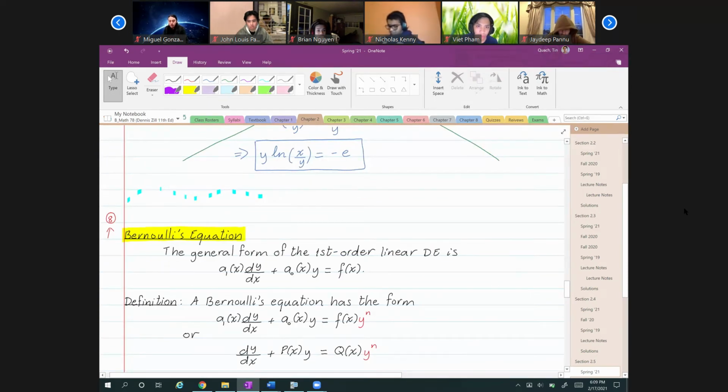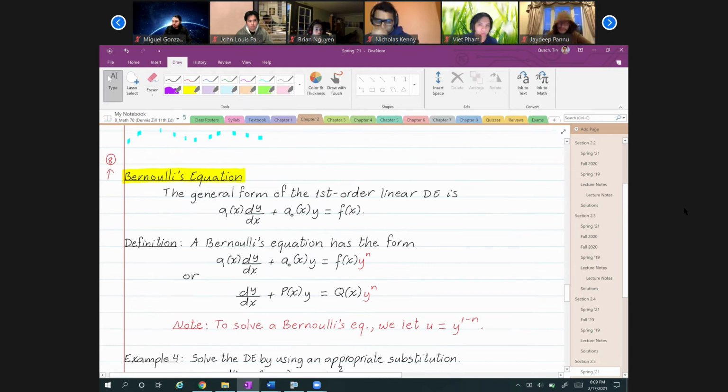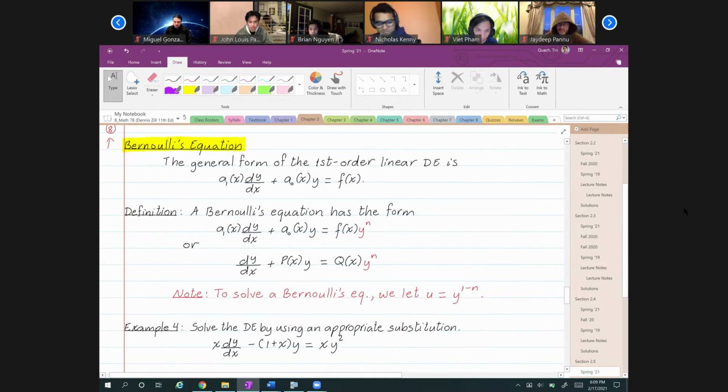Bernoulli equations have a particular form. So let's look at the general form of a first order linear differential equation. And of course, if you divide both sides by a sub 1 of x, then you have standard form. So right here, that would be the standard form when you divide both sides by a sub 1.